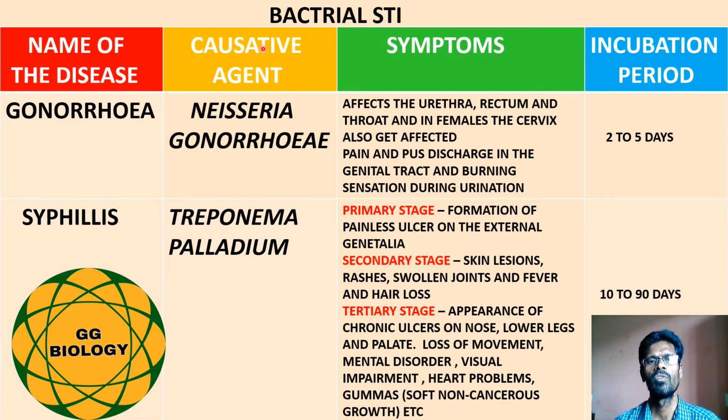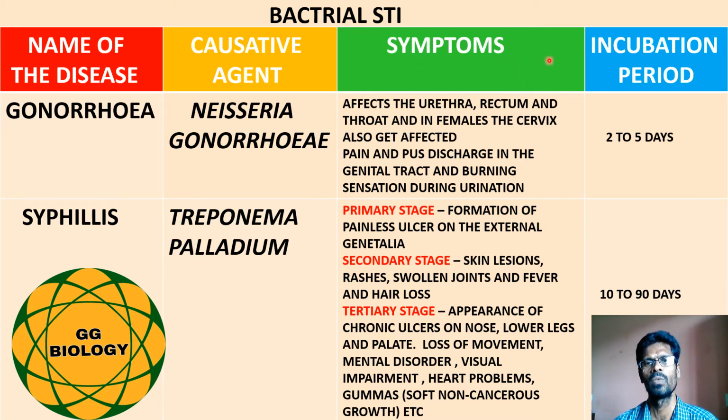We already know four microbes are responsible for causing sexually transmitted diseases: bacteria, viruses, protozoans and fungi. First let's see the bacteria. The table headings are given as follows: name of the disease, causative agent, symptoms and incubation period.